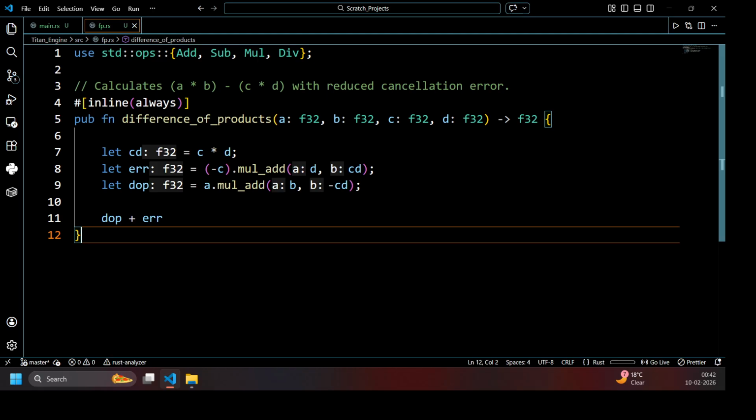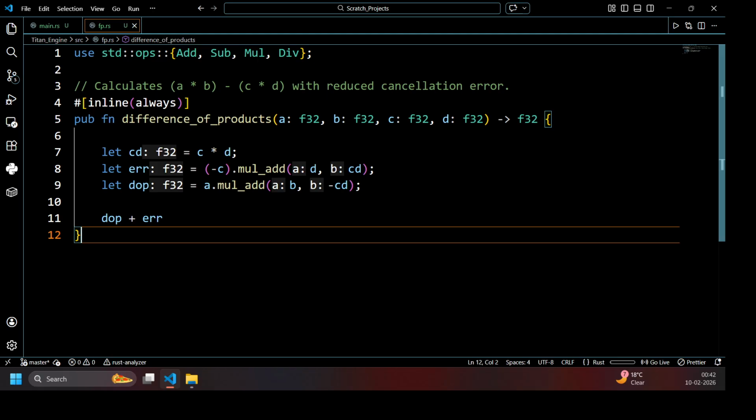So we need a way to do this calculation that preserves those tiny details, even when the numbers themselves are huge. Exactly. We need a variation of an algorithm that uses a special hardware instruction. Okay, let's define the function signature before we get into the guts of it. I'm typing #[inline(always)]. Good call. Why are we being so aggressive with the inlining here? Usually I just write #[inline] and let the compiler decide.